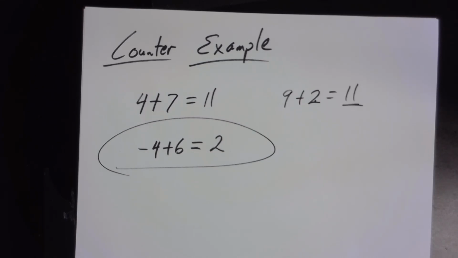Or counting numbers? That would work, wouldn't it? But it doesn't work for integers. It doesn't for any negatives, does it? Okay. So that's how a counterexample works. Let's see.